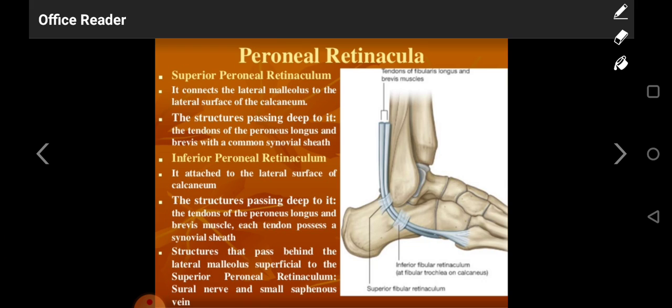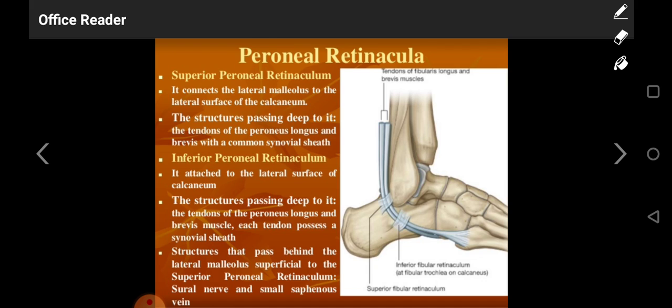Then the peroneal retinaculum. On the peroneal side, that is the lateral side of the leg, we have the peroneal retinaculum. These are also two, the superior and the inferior peroneal retinaculum. The superior peroneal retinaculum connects the lateral malleolus to the lateral surface of the calcaneum. The structures passing deep to it include the tendons of peroneus longus and brevis in a common synovial sheath.